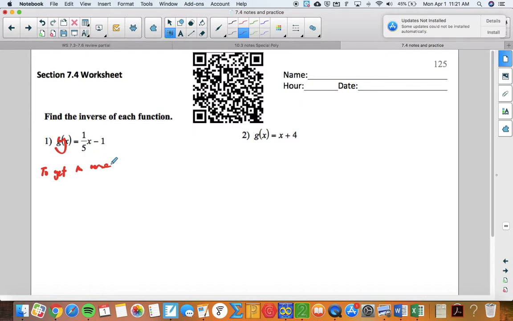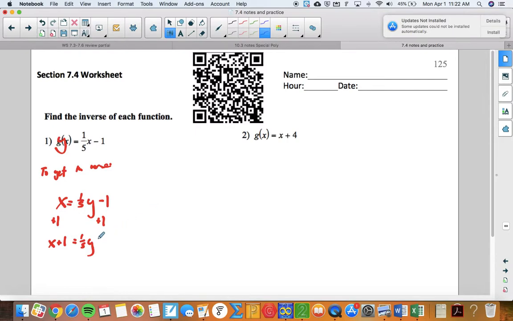From here, I'm going to rewrite this function: x equals 1/5 y minus 1. And so now we want to get y by itself. So we would add 1 and add 1. On the left, we get x plus 1 equals 1/5 y. So then to undo multiplying by 1/5, we are going to multiply by 5.